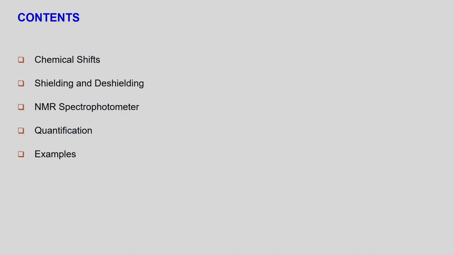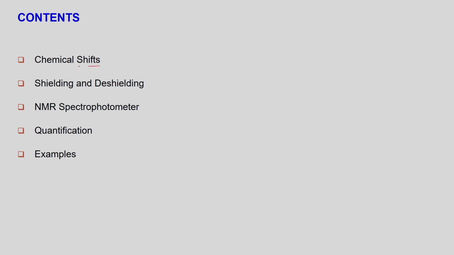Welcome back, students. Today we will be continuing NMR spectroscopy. We will be having lecture 7, which is the chemical shifts in NMR. In the last lecture we saw the introduction to NMR, its fundamentals and its concepts. Here we will see what the chemical shift is, and also we will learn something about the nuclear magnetic resonance spectrophotometer.